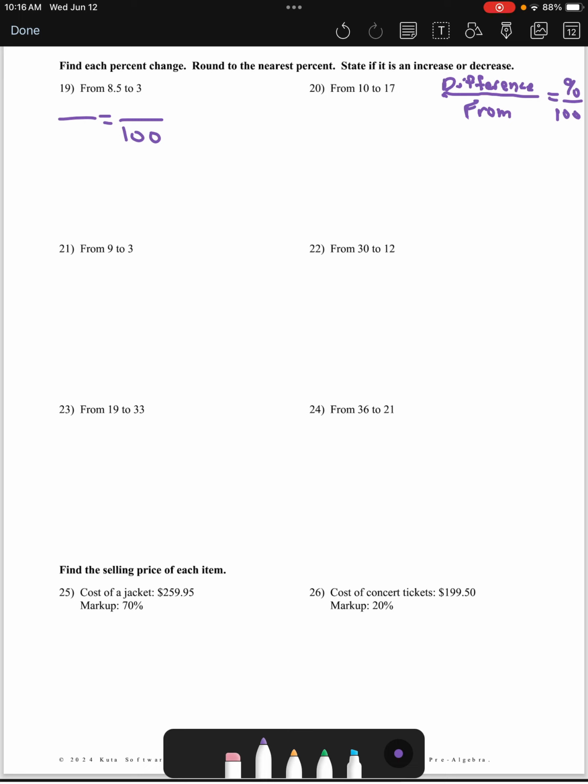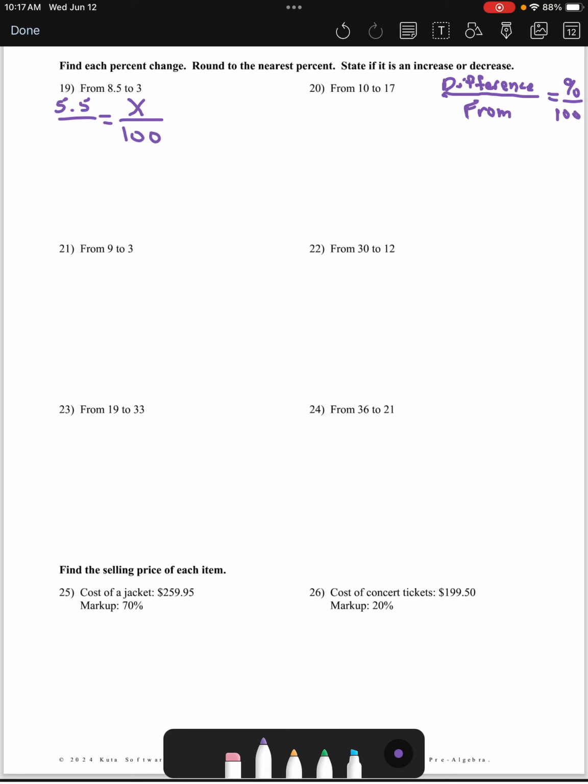So let me set up number 19. I know in this section we do not know the percents. Find the percent of change. My setup says in the top part of the first fraction, we should put the difference of the two numbers. Difference means subtraction. So we're going to do 8.5 minus 3. 8.5 minus 3 is 5.5.